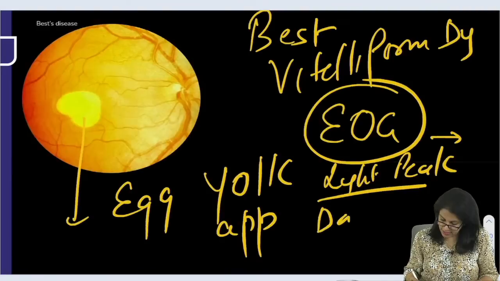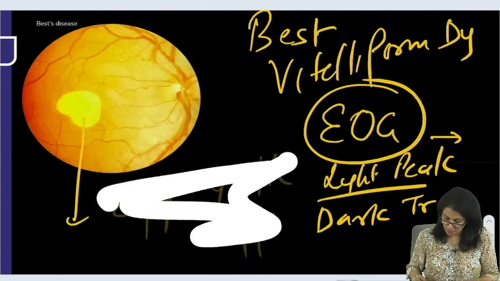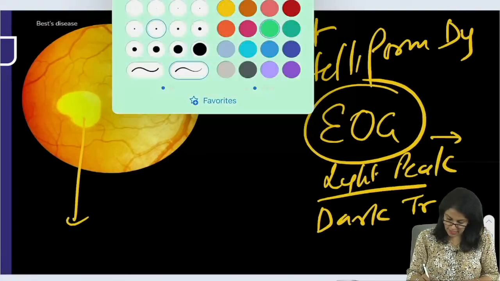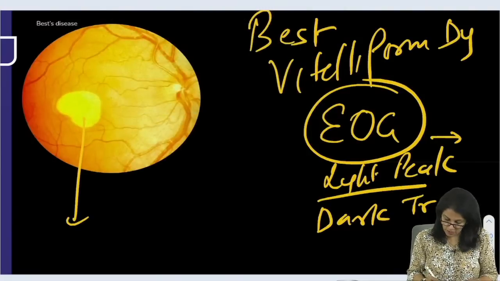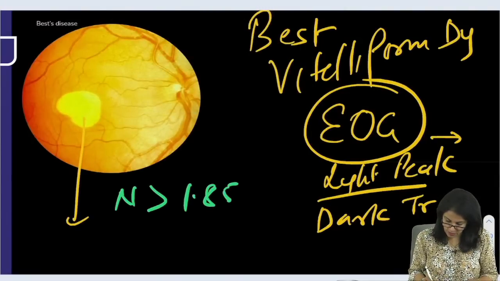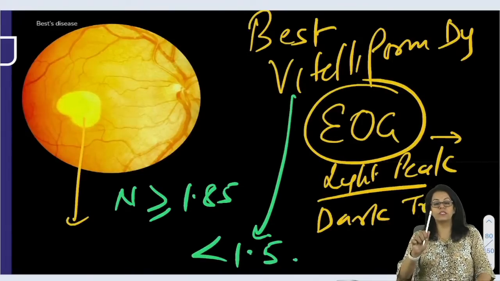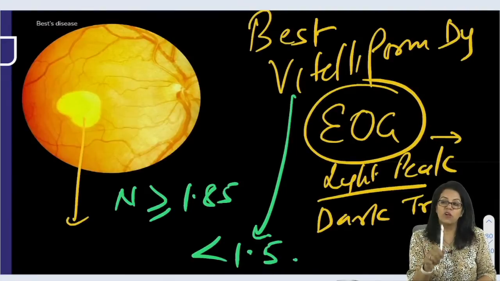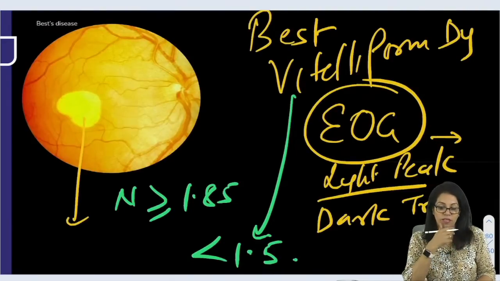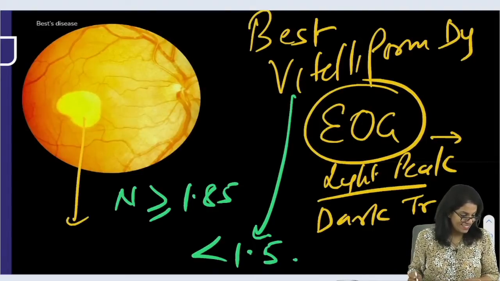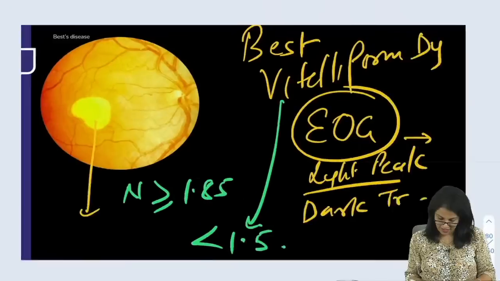The ratio of light peak upon dark trough, what is this? Normal it is what? Normal it is more than 1.85, isn't it? Normal is more than or equal to 1.85, very good Devesh, and in Best vitelliform it is less than 1.5. Achha, one more question they had asked you again in this exam only, what do you mean by flat EOG? What will you say? What is flat EOG? Devesh, answer. Flat EOG, tell me. Quickly, quickly.